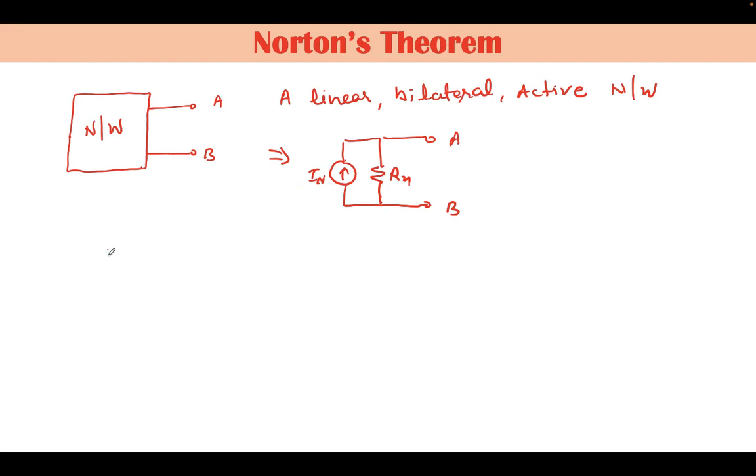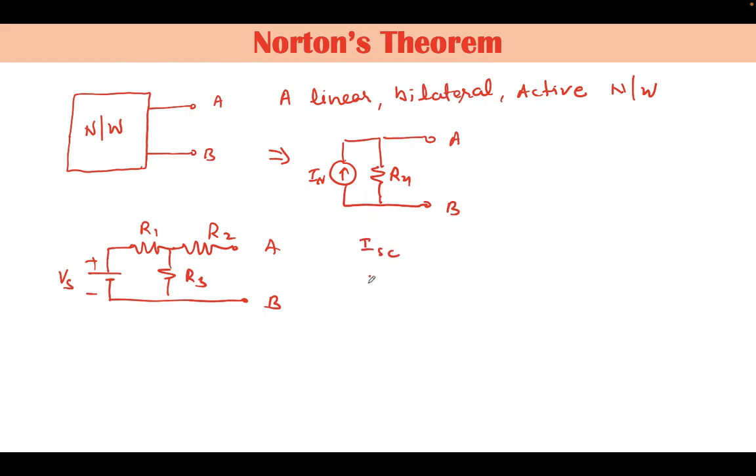Now let's consider a network having a resistance across terminal A and B. Here it is R1, R2, R3 plus minus Vs. According to Norton's theorem, we have to find out ISC and R equivalent across terminal A and B.